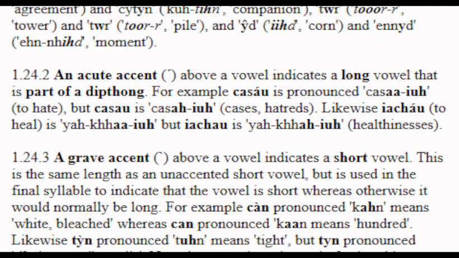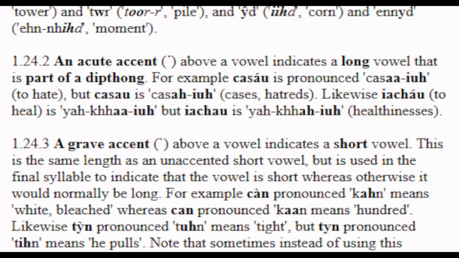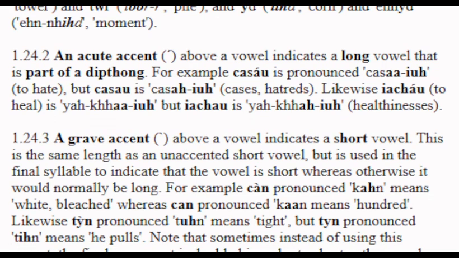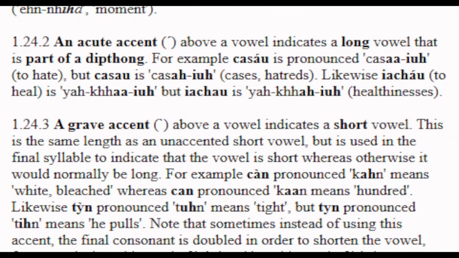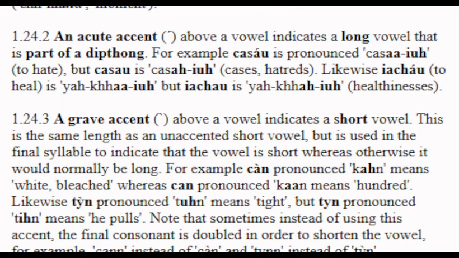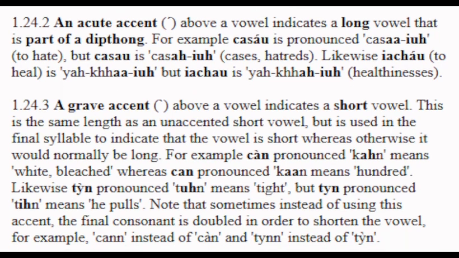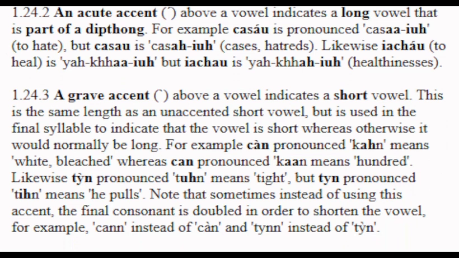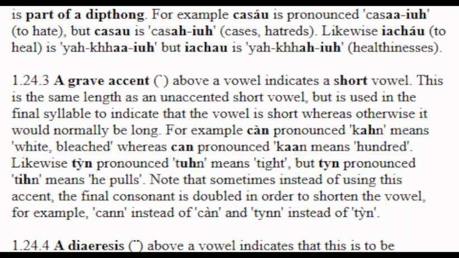An acute accent above a vowel indicates a long vowel that is part of a diphthong. For example, kasai is pronounced kassai, to hate, but kassai is kassai, cases, hatreds. Likewise, yachai is yachai, but yachai is yachai, healthinesses.